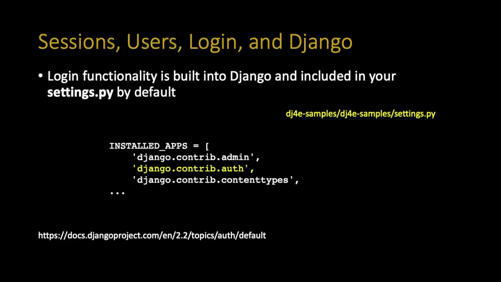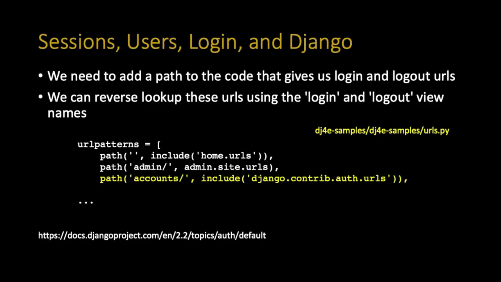So to make this all work, you have to add to your installed apps all the Django support for all this login and logout stuff. Now, if you automatically built your project, you got a settings.py that's going to just put this in automatically. So this is just so you know, when you're looking at it, where it is that all this magic functionality comes from. It comes from this installed apps.